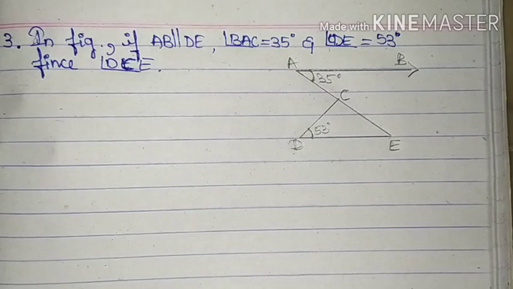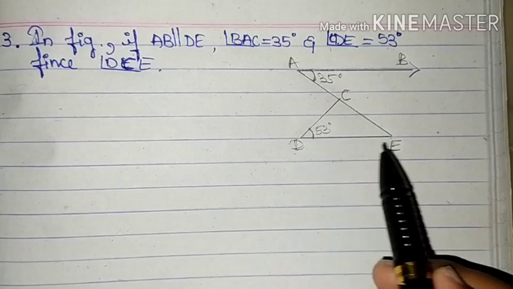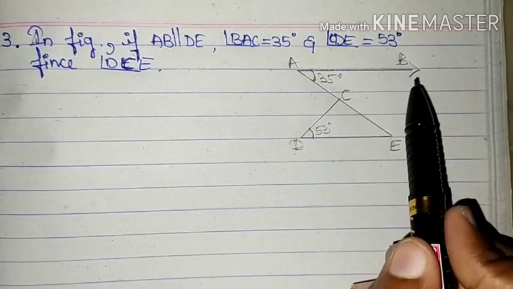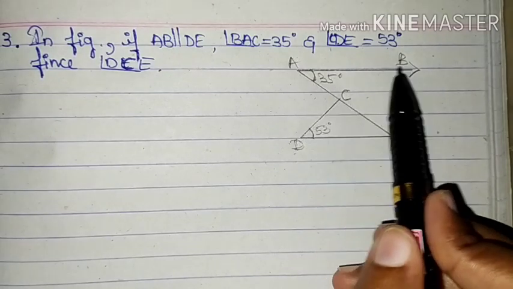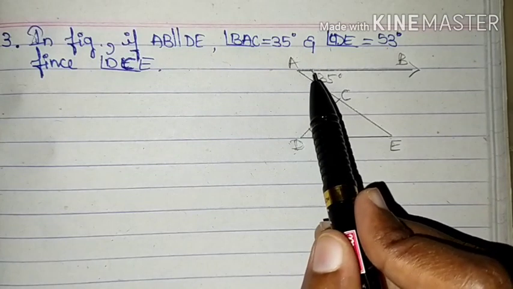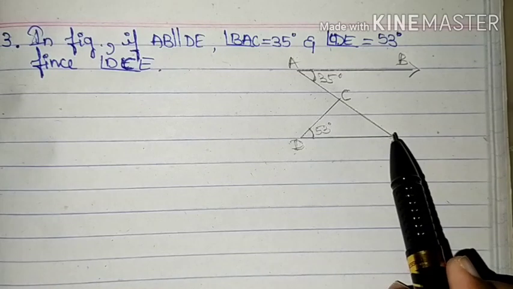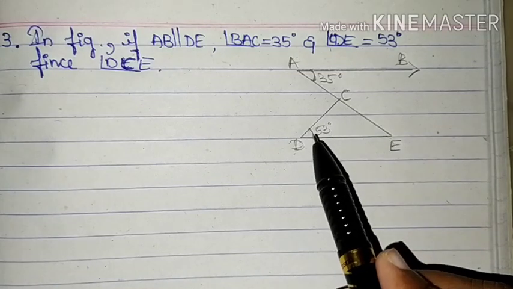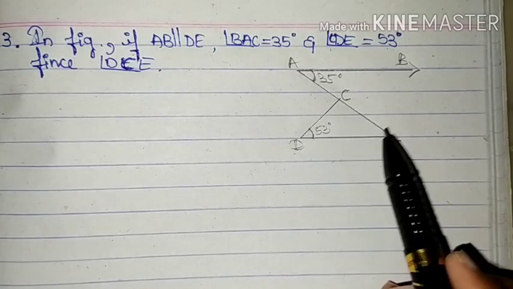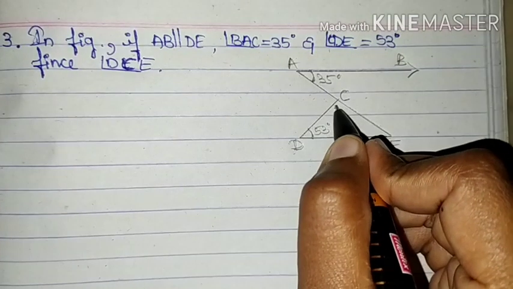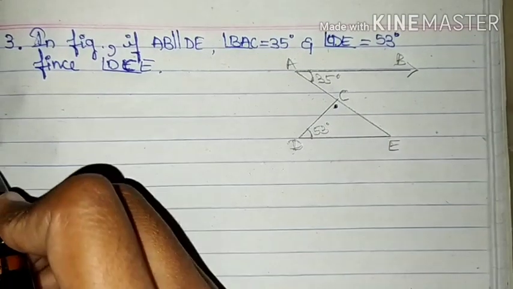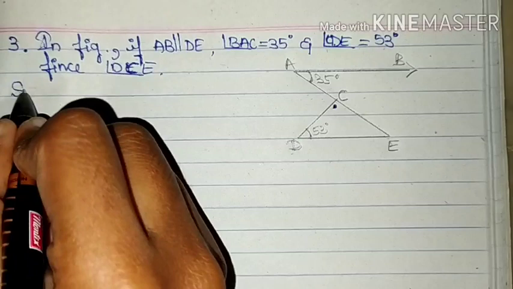Moving on to the third question. In the figure, if AB is parallel to DE and angle BAC is equal to 35 degrees and angle CDE is equal to 53 degrees, find the value of angle DCE. We are supposed to find the value of this angle. So first, solution.